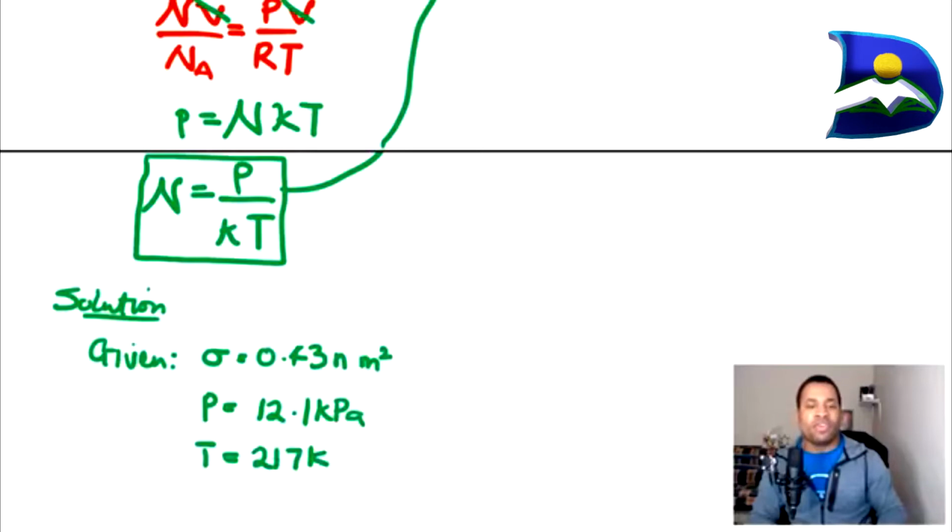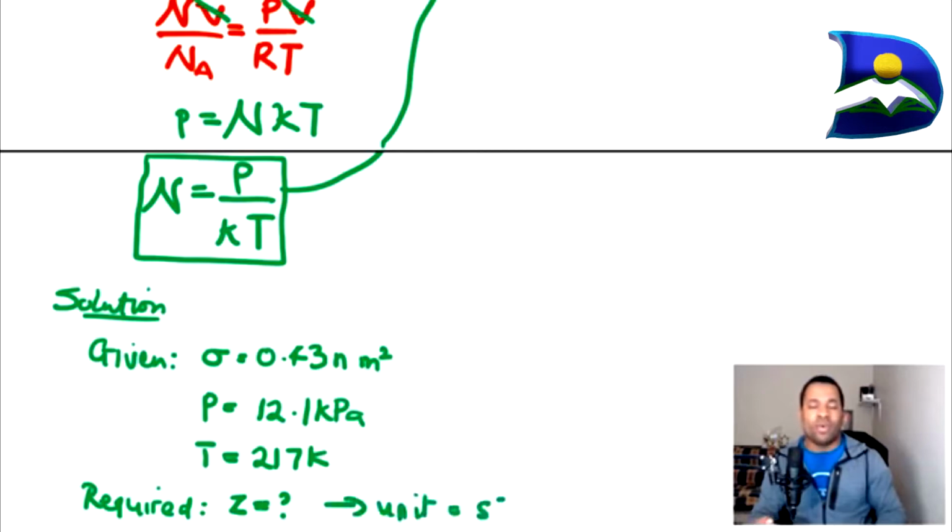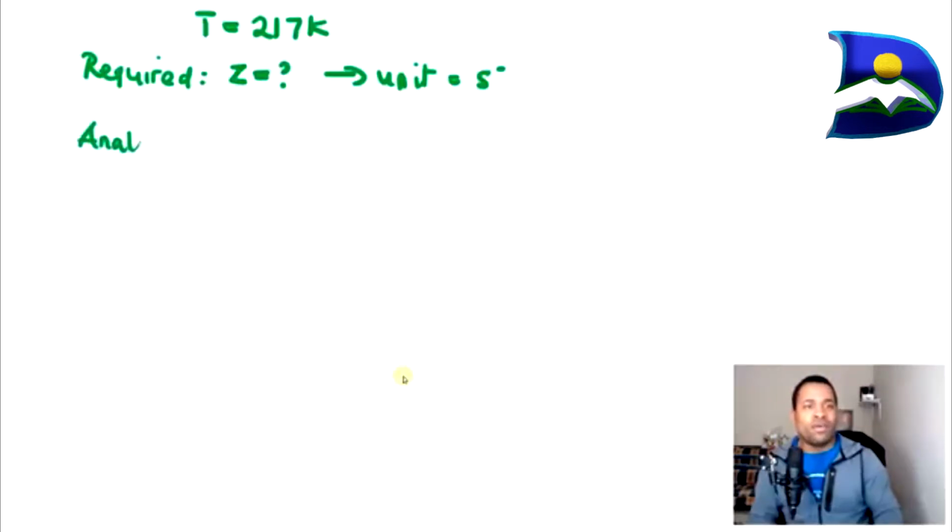So a couple of things here to keep in mind are as follows. First is the requirement for this particular question: what is this question asking me to determine? It is actually to find the specific collision frequency, which is represented as Z. And what do we know Z to be? The unit for Z here is measured in per second.